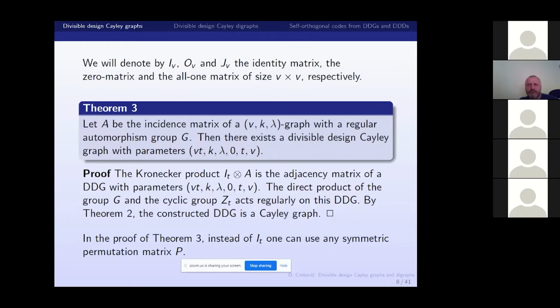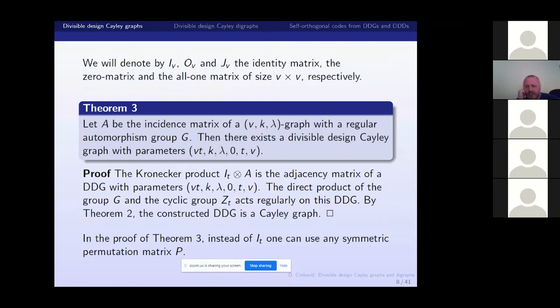First of all, this is one obvious construction. If A is an incidence matrix of a (v, k, lambda) graph with a regular automorphism group G, then there exists a divisible design Cayley graph with parameters (v times t, k, lambda, 0, t, and v). How can we obtain such a structure? We just take a canonical product of the identity matrix with matrix A.